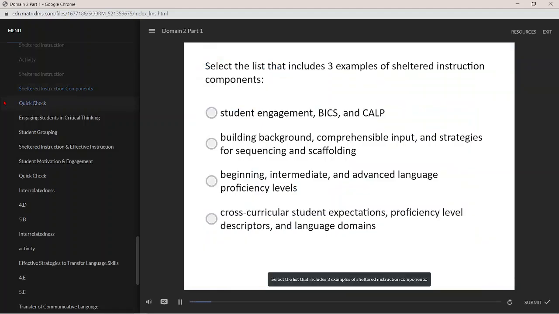Select a list that includes 3 examples of sheltered instruction components. A. Student engagement, BICS, and CALP. B. Building background, comprehensible input, and strategies for sequencing and scaffolding. C. Beginning, intermediate, and advanced language proficiency levels. D. Cross-curricular student expectations, proficiency level descriptors, and language domains.